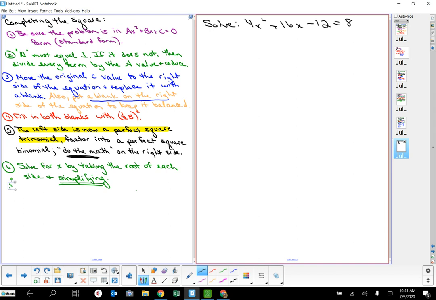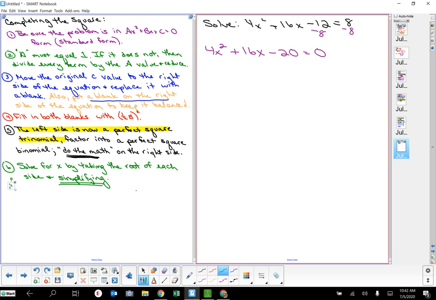All right, purple step, number 1. Be sure the problem's in ax squared plus bx plus c equals 0. Well, it is not. So we need to subtract an 8 and subtract an 8. So that gives us 4x squared plus 16x minus 20 equals 0. Step 1 is now satisfied.